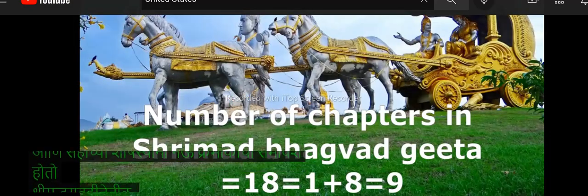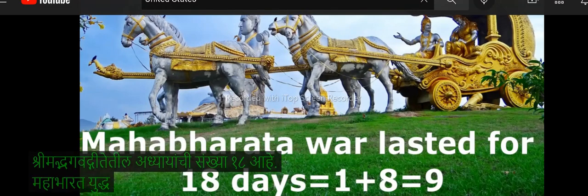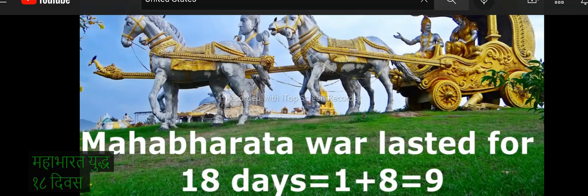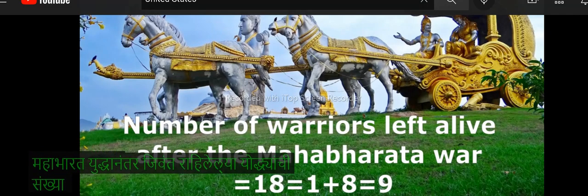vibrates. On observing the shape of the Om symbol, it appears to be a combination of 3, 6 and 9, with number 9 at the top of 3 and 6. A sacred number in Hinduism, 108, reduces to 9. The number of chapters in Srimad Bhagavad Gita is 18. Mahabharata war lasted for 18 days. The number of warriors left alive after the Mahabharata war was 18.